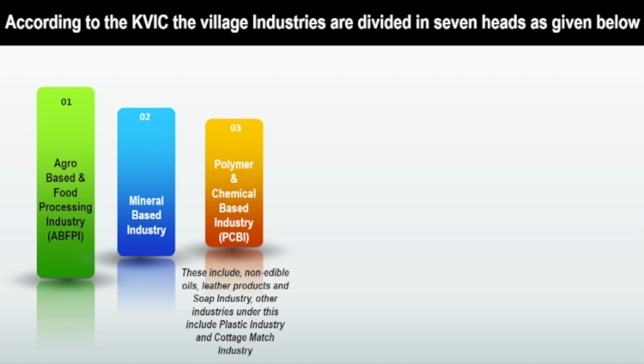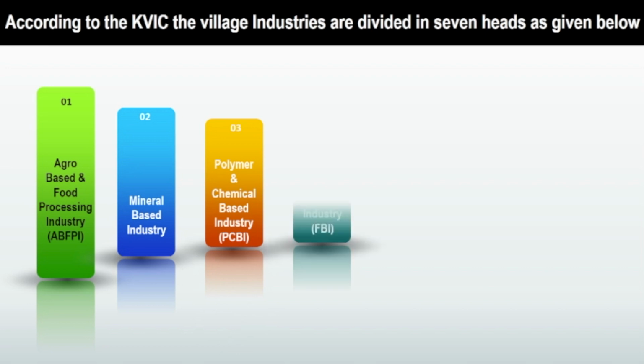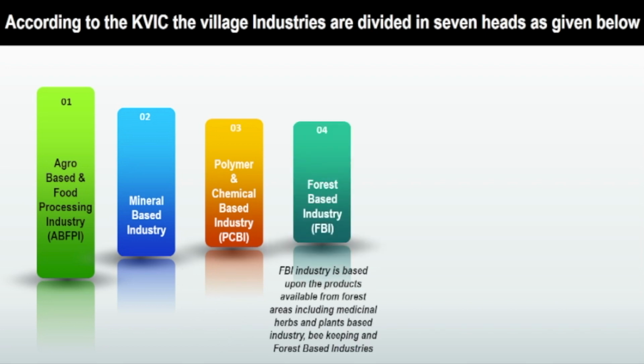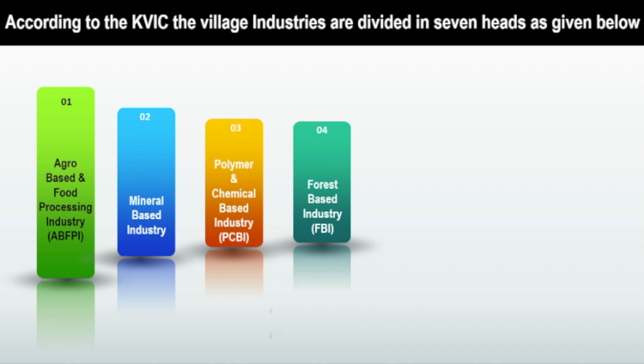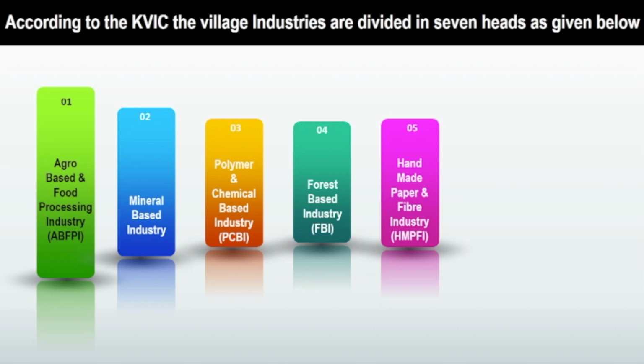The next major industry for the rural startup is forest based industry. Forest based industry is based upon the products which are available from the forest areas. These types of products include medicinal herbs and plants based industry, then we have beekeeping as well as other forest based industries. The next type of rural startup is handmade paper and fiber based industry. As the name implies, it includes handmade paper as well as the products based upon the fiber.